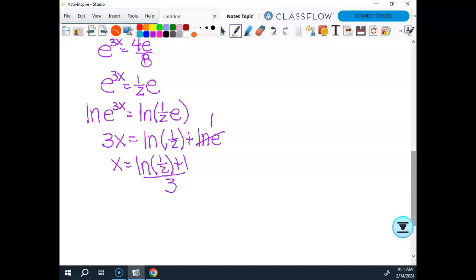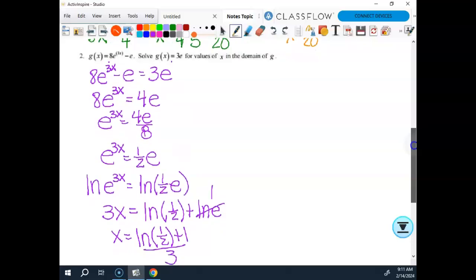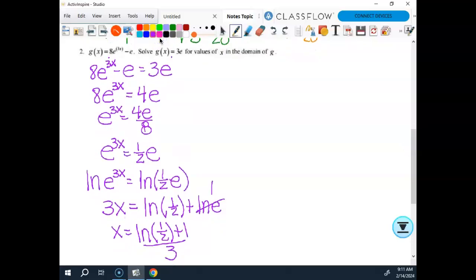All right, so now we're going to go back and do it a different way, starting from right here. So instead of putting 1/2 times e, let's say we did e to the 3x equals e over 2. Would y'all agree that that's the same thing, right? Okay, so now I'm going to do the same thing, but I'm still going to take the natural log of both sides.